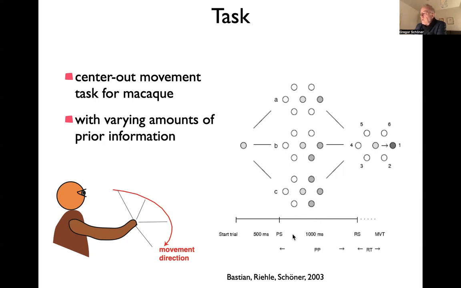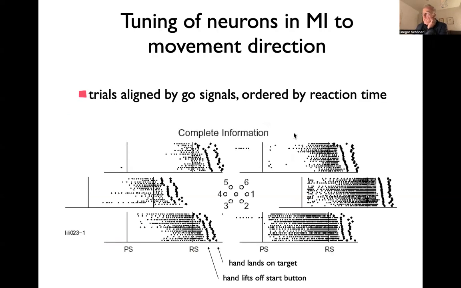And then at some later time, the response signal came, where one of these targets changed color again and the others were extinguished, and that told the monkey which movement to actually make. The monkeys were trained to not move before that signal came, and to go in the right direction. And you get this same kind of tuning, that is, the firing rate is a function of movement direction.